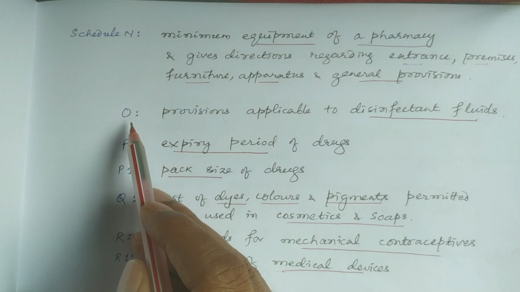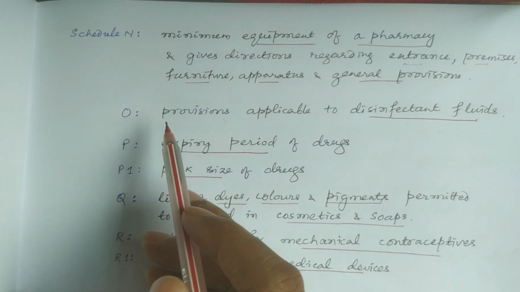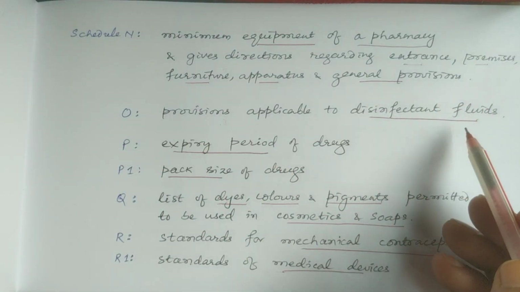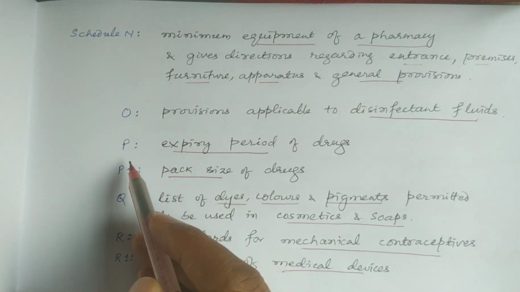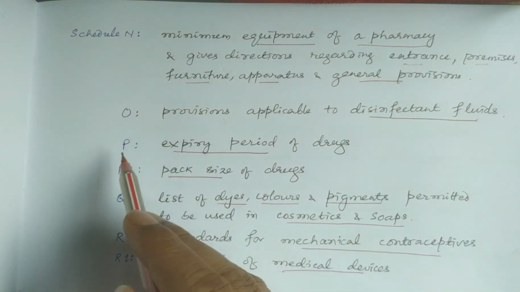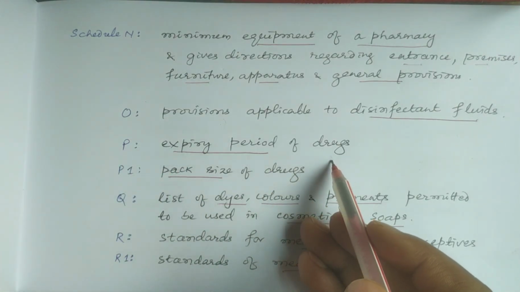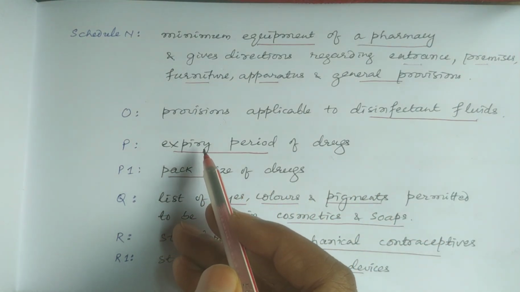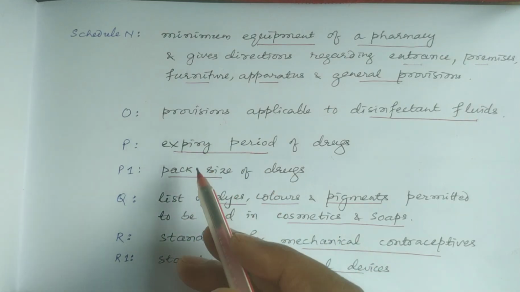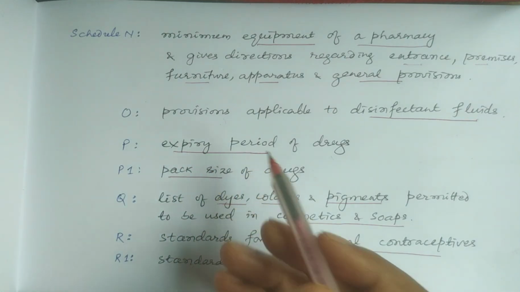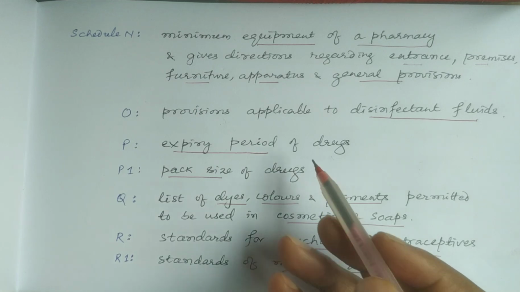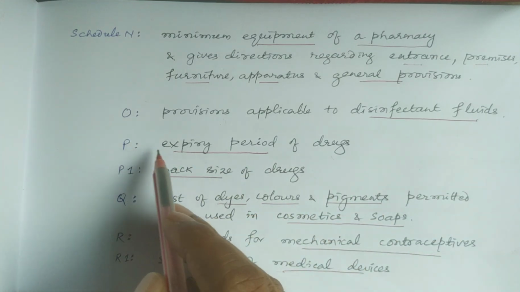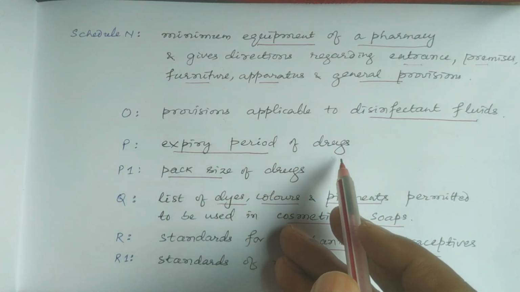Then Schedule O, it deals with provisions applicable to disinfectant fluids. Schedule O, disinfectant fluids, what are the provisions applicable? Schedule P, P for period, it deals with expiry period of drugs. It gives the periods in months for which the drug is expected to retain its potency under the conditions of storage notified by the licensing authority. So it is Schedule P, which deals with the expiry period of the drugs.